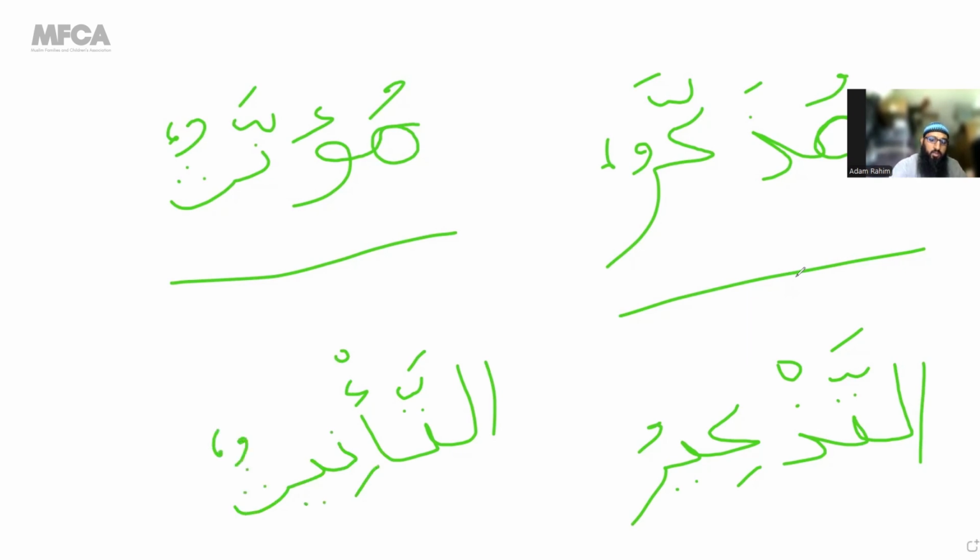التذكير والتأنيث. What is the difference between this? مذكر, مؤنث, التذكير, التأنيث. Okay. مذكر مؤنث is the word itself, right? It just means masculine, feminine. مذكر masculine, مؤنث feminine. التذكير is masculinity. التأنيث is femininity. That's the only difference.